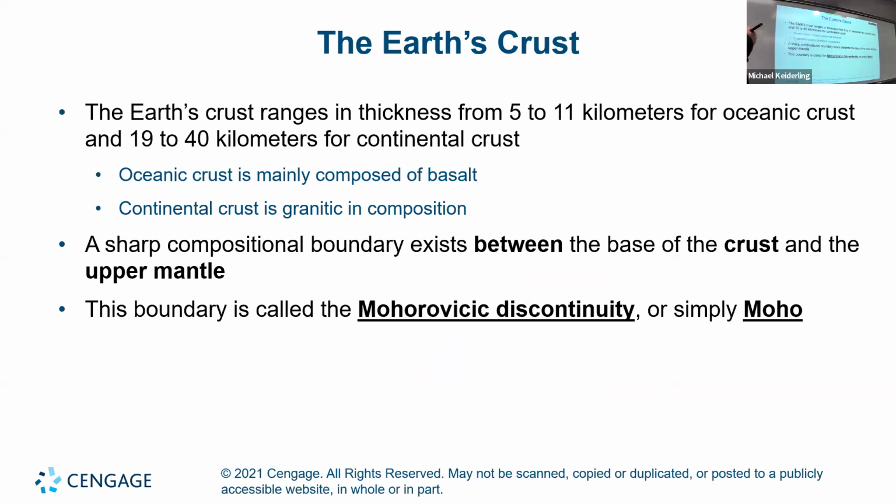So the Earth's crust that we live on ranges in thickness from about 5 to 11 kilometers for the oceanic crust, and about 19 to 40 kilometers for continental crust. Continental crust both goes up higher and down deeper. So where there are tall mountains on continents on the surface going up, there is also a deep root going down into the mantle. Oceanic crust is mostly composed of basalt, while continental crust is mostly composed of granite.